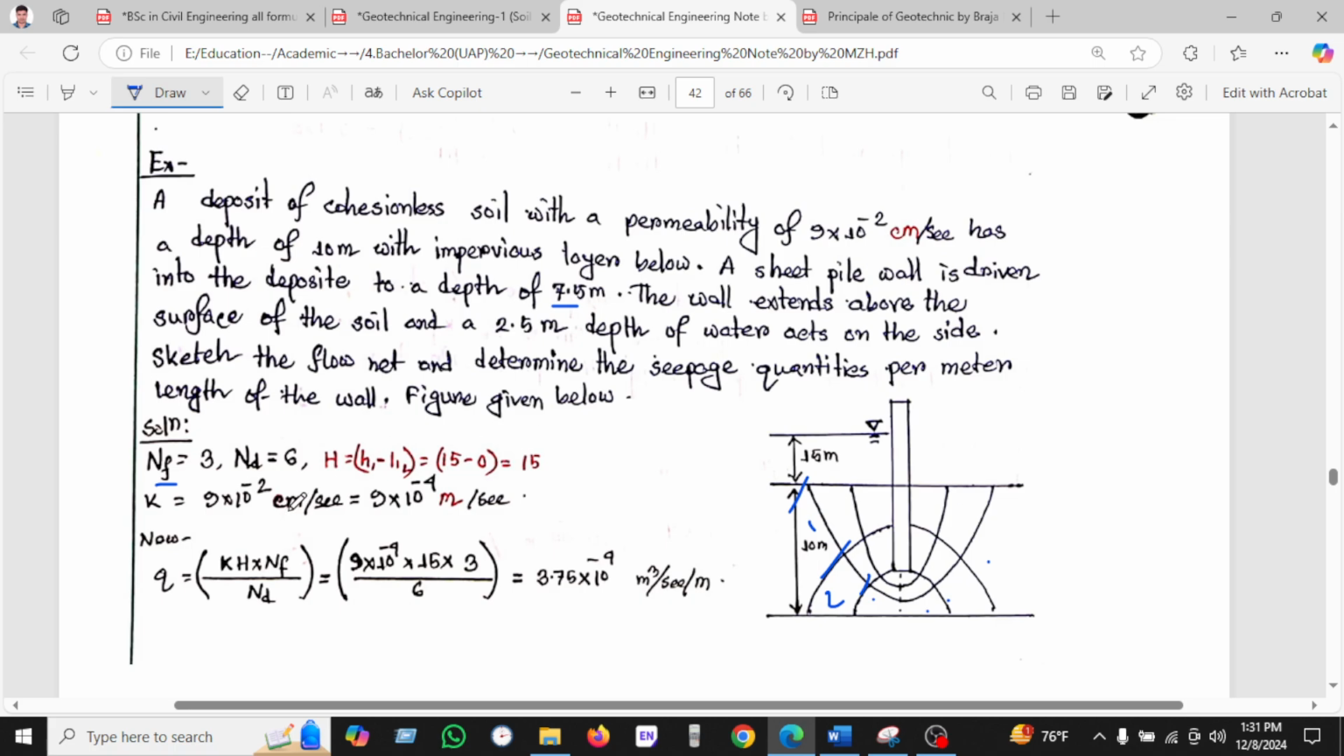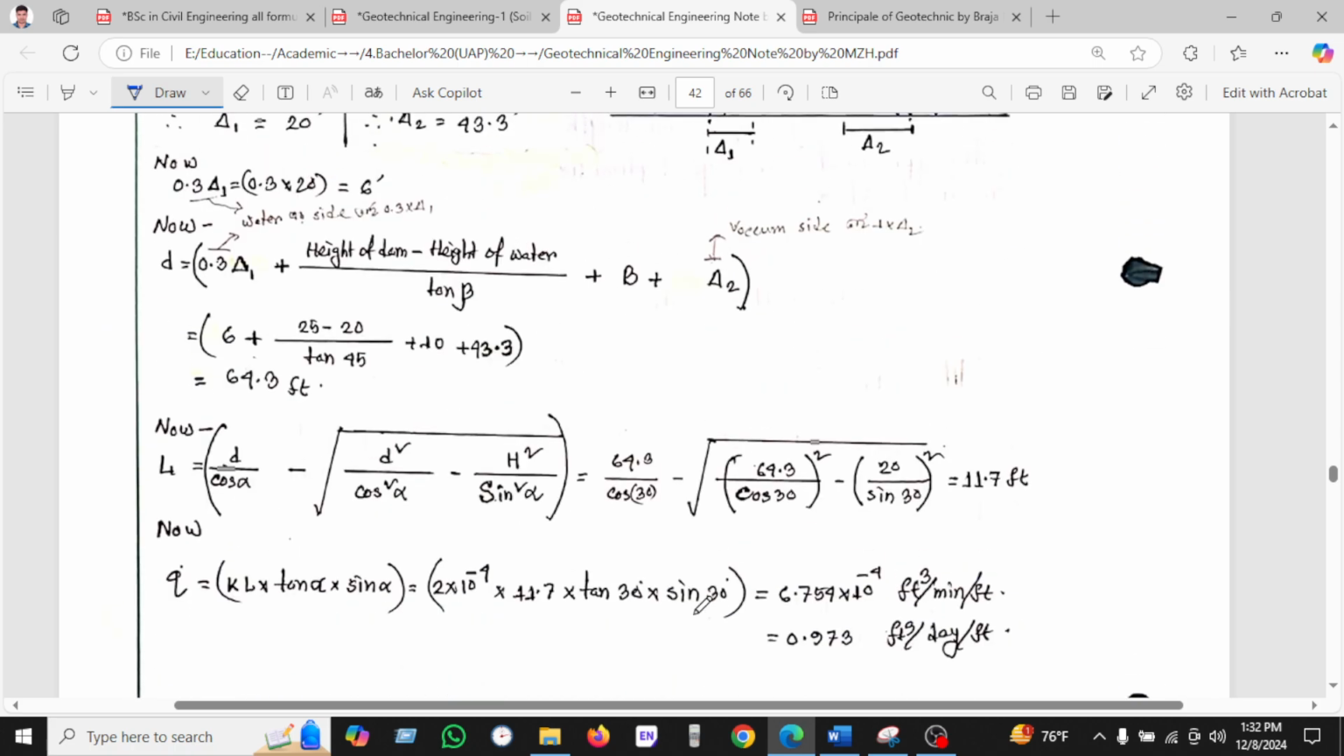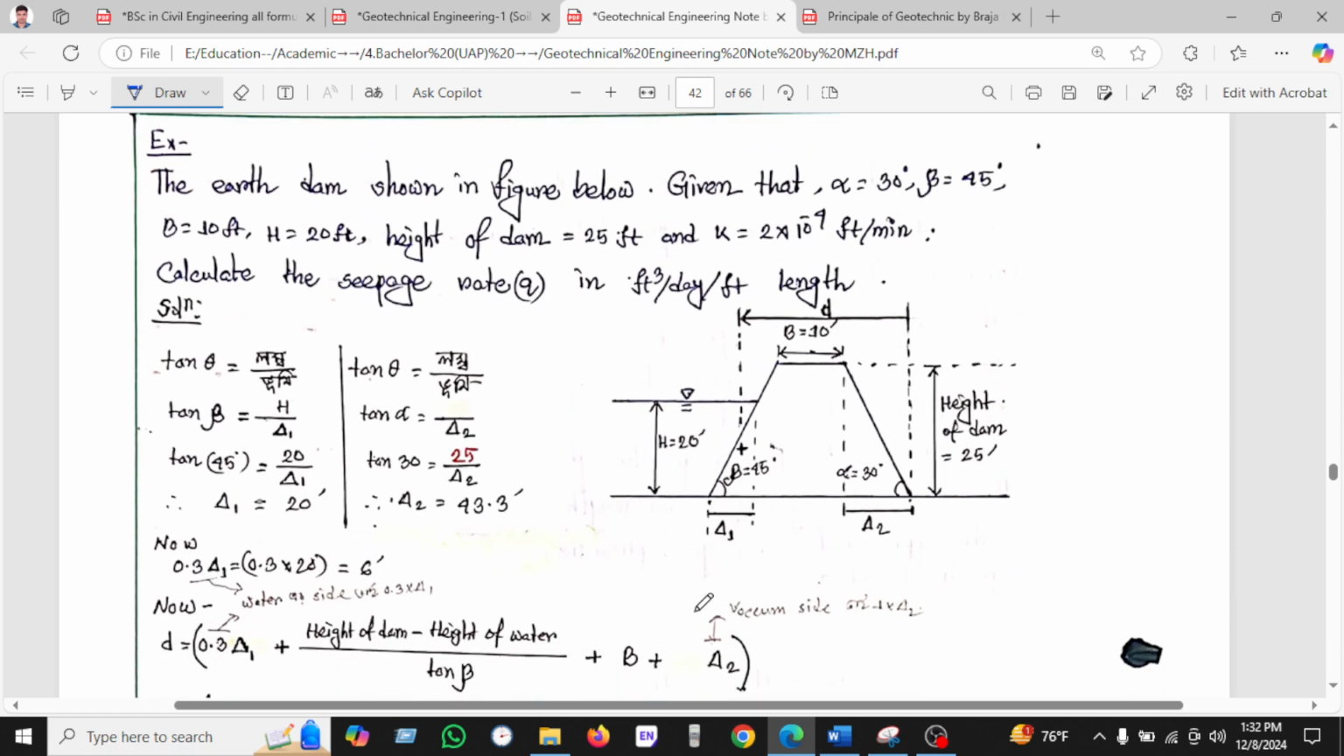So the number of drops ND is 6, and H equal to H1 minus H2 is 0.15. K is given in centimeters, now we'll convert it to meters, and Q equal to K into H into NF divided by ND, and we found 3.75 times 10 to the minus 4 meter cubed per second per meter. So we can see this is the last example.